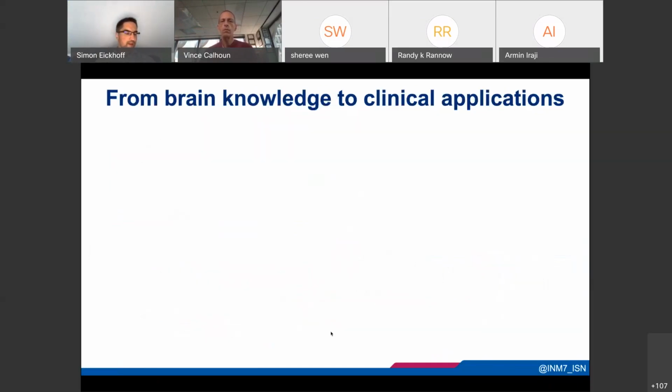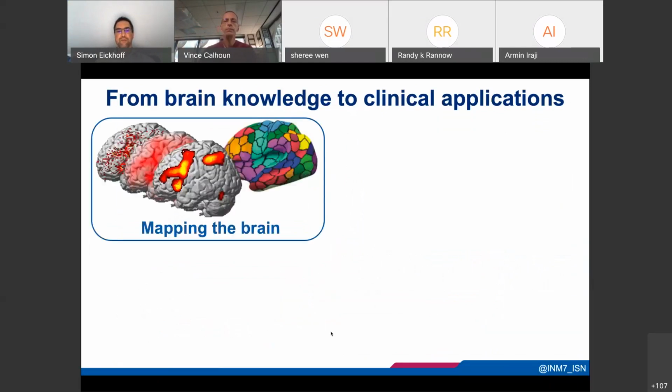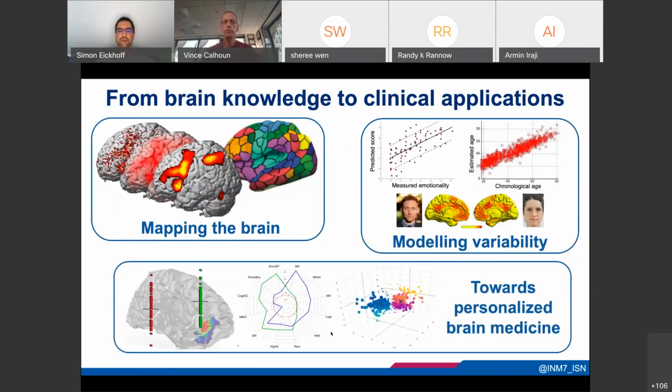So I hope over the last, it's about 50 minutes now, I have convinced you that mapping the human brain, knowing where to look in terms of areas and networks, modeling inter-individual variability in a predictive manner, and working towards personalized brain medicine are 3 very closely intertwined challenges that we need to address together.